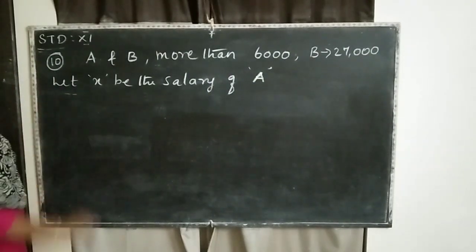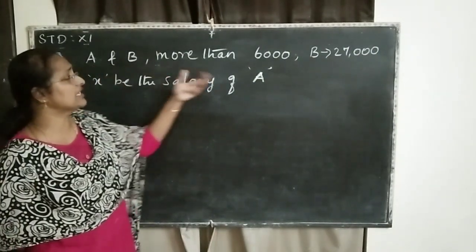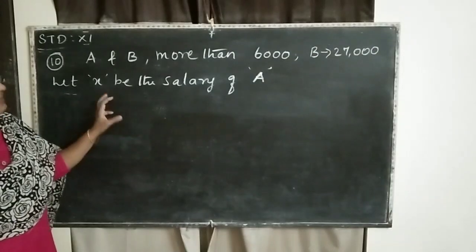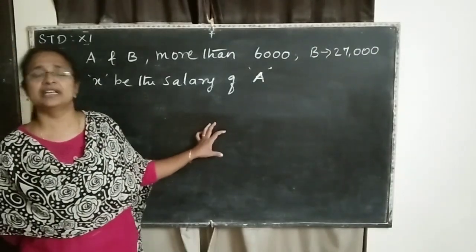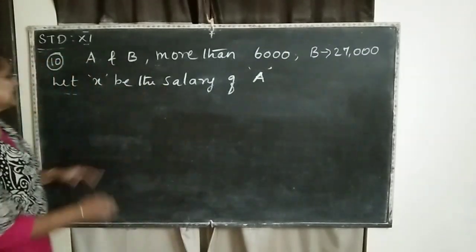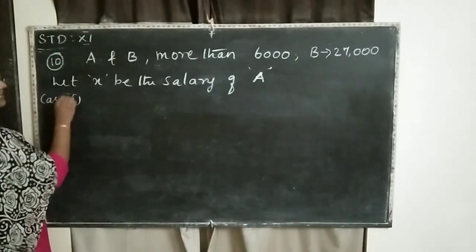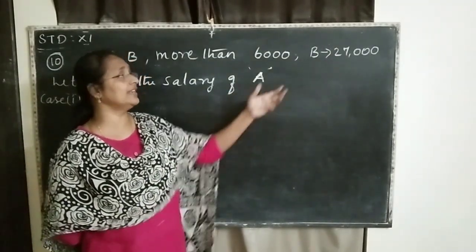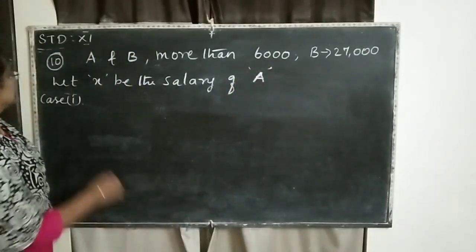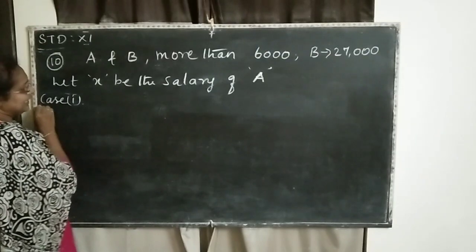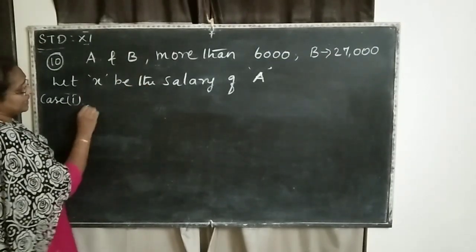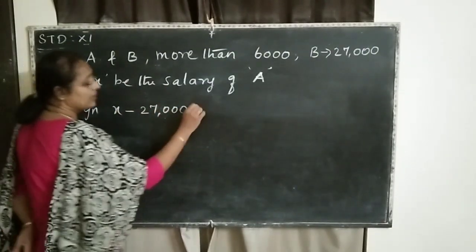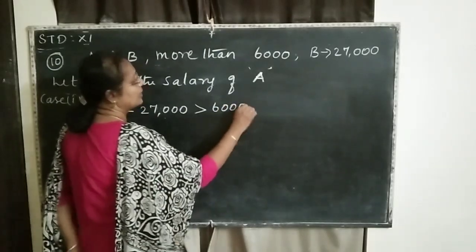Now it is given the difference between the salary of A and B is more than 6,000, isn't it? We usually subtract from the bigger amount to the smaller amount. Now let's discuss the cases in two. In the first case, let's imagine A's salary is more than the salary of B. According to the given information, X minus 27,000 is greater than 6,000. Do you agree with this case?